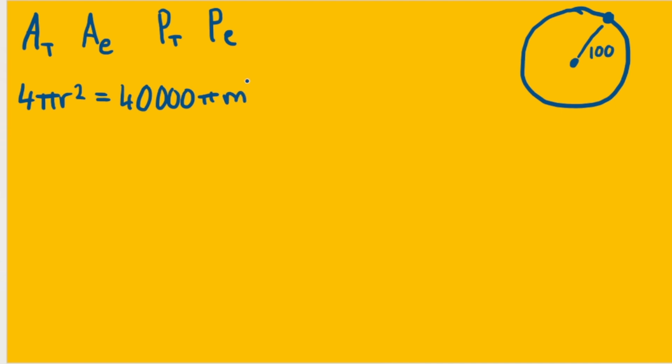That's in meters squared. So that's the total area. Next we have the area of the eye. So we're going to say, well, roughly the area of the eye is 10 millimeters squared, which is equal to 1 centimeter squared, which is equal to 0.01 of a meter. Okay, so we've got these two.